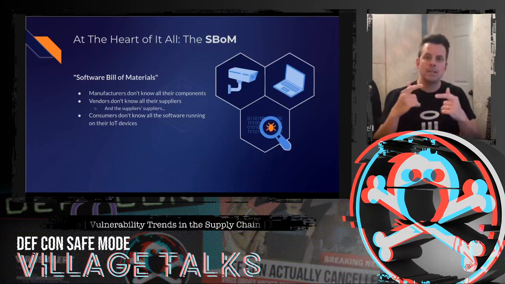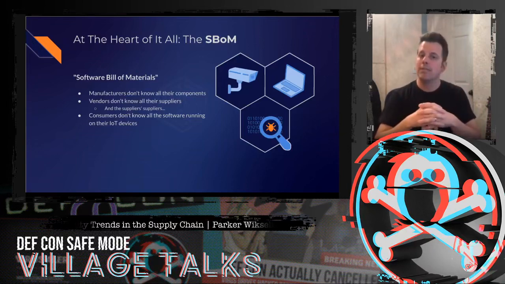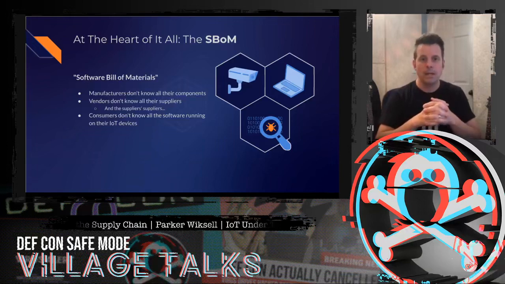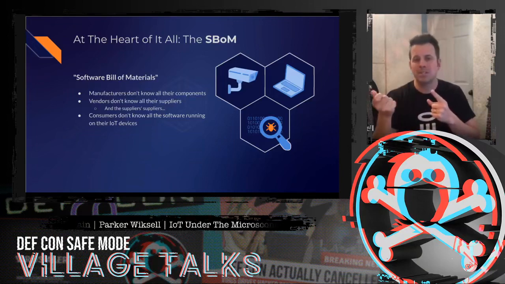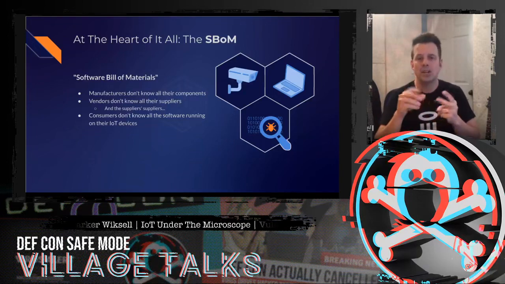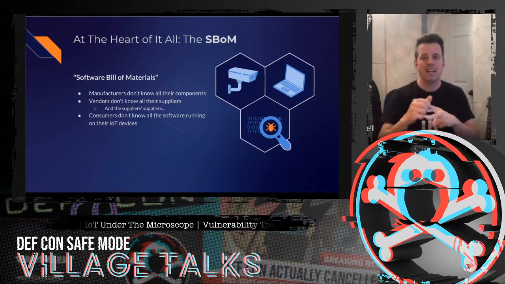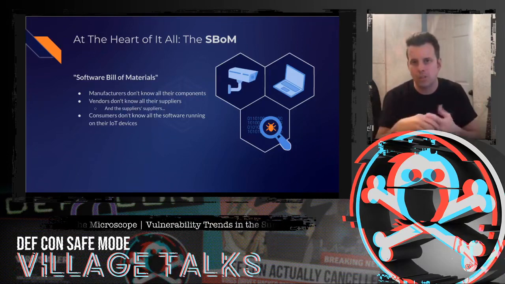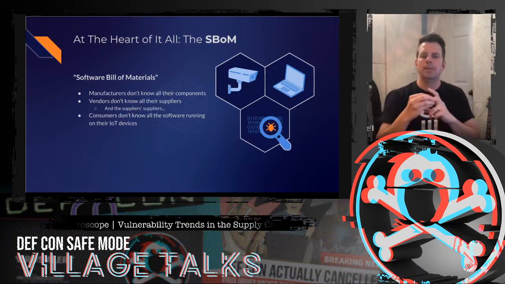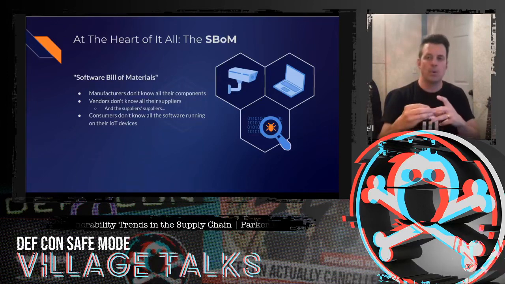So as a software industry, IoT industry, we should have the same thing, the software bill of materials, but we don't. Manufacturers don't know all their components, all the different chips, system on chips that are running inside their devices, all that kind of stuff. Vendors don't know all their suppliers and their suppliers, because a lot of times vendors will make a product, but then they'll ship it off to a manufacturer to actually make for them. And so how do you validate that things are exactly as you designed them?